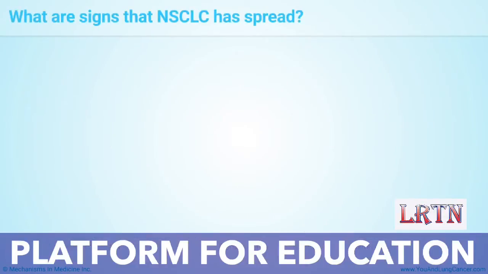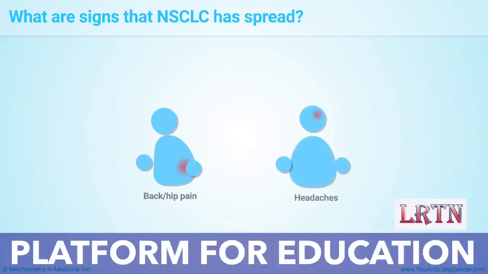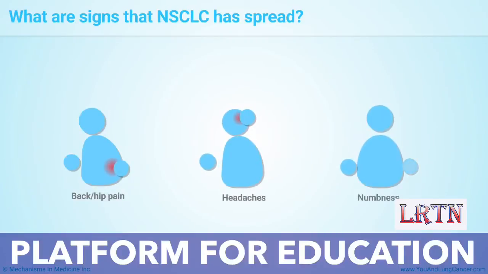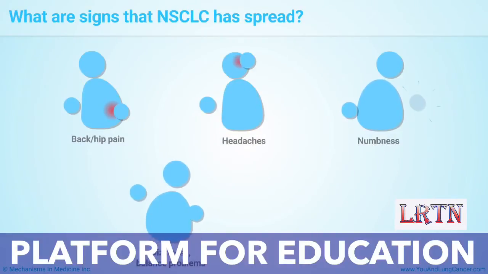Symptoms that non-small cell lung cancer has spread to other organs are pain in the back or hips, if it's in those bones, headaches, weak or numb arm or leg, dizziness, balance problems, and seizures, if it's in the brain or spinal cord.